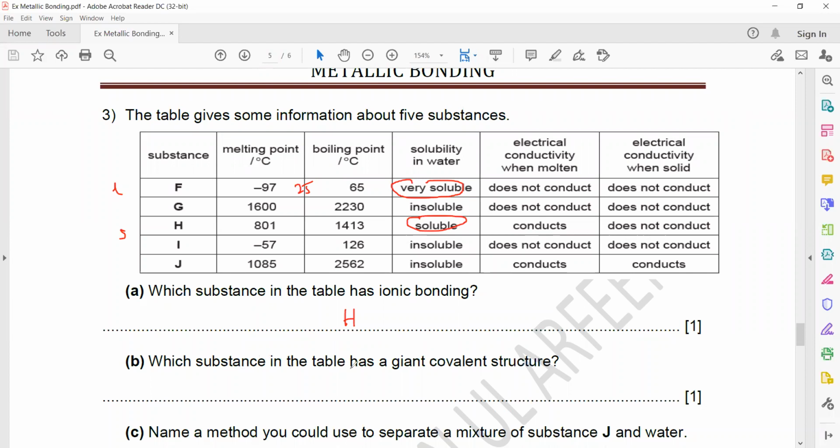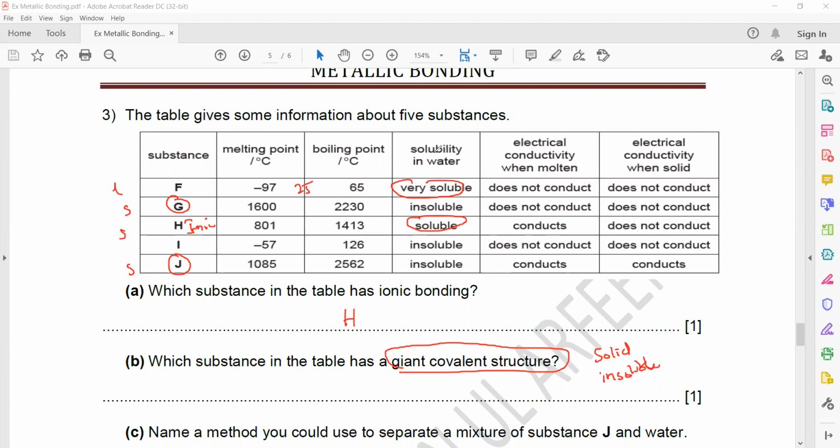Then the second part, which substance in the table has a giant covalent structure? For a giant covalent structure, it should be solid. It should be insoluble in water. And it does not conduct electricity, except for graphite. If it was graphite, only then it can conduct; otherwise it does not conduct. So when we check, substance H is already an ionic. So we are left with options G and J.